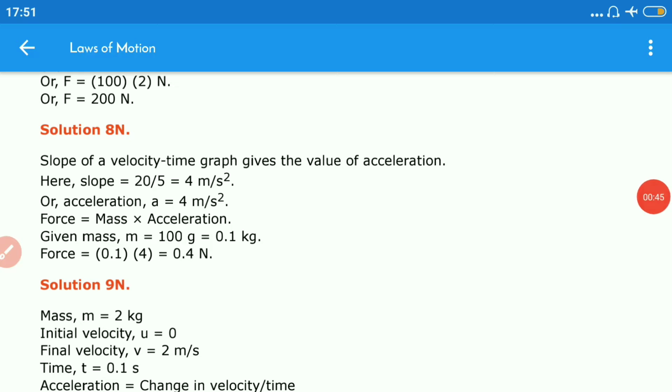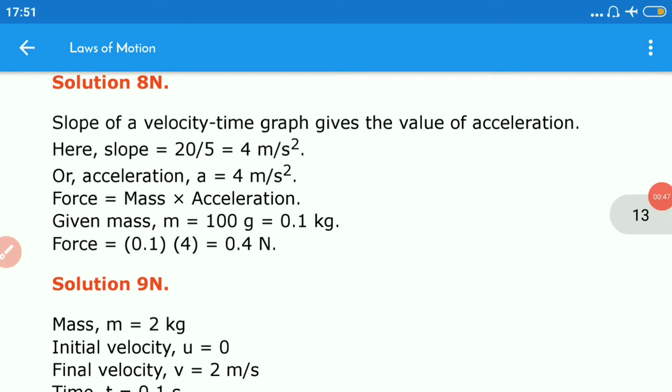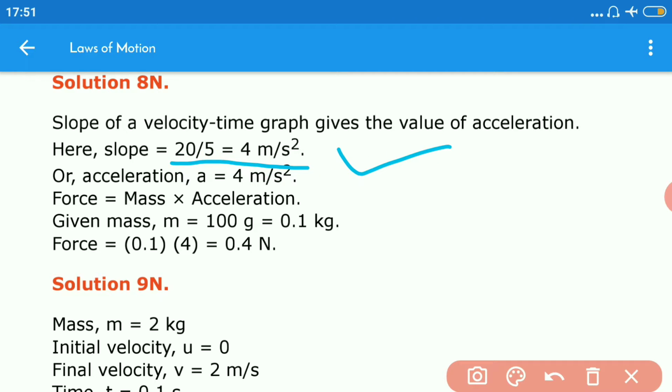Coming to the solution, question number 8. The slope of a velocity time graph gives the value of acceleration. Here slope equals 20 upon 5. Here we have taken just 1 point. We can take 2 points also, but here we have taken just 1 point, which is given in the question, 20 and 5. So 20 upon 5 will give me 4 meter per second square. Since the acceleration is uniform, we have just taken 1 point. So acceleration equals 4 meter per second square.